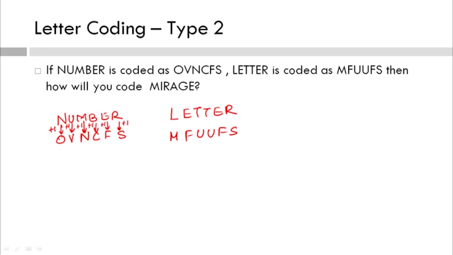Here same way, after L you have M. After E you have F. After T you have U. Again after T, U; after E, F; after R, S. So similarly, how will you code the word MIRAGE? It has to be N J S B H F. This will be the code.